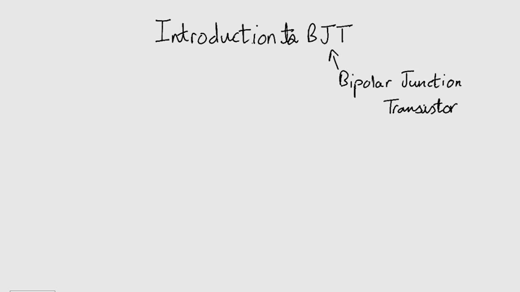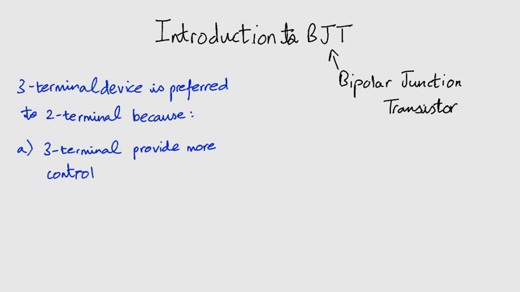Now, as in the case of the MOSFETs, the BJT, a three-terminal device, is preferred to the two-terminal diodes because the three-terminal devices provide more control and have more applications, especially in the field of signal amplification, design of digital logic, and memory circuits. The BJT, just like the MOSFET, can be used as both a switch and an amplifier.